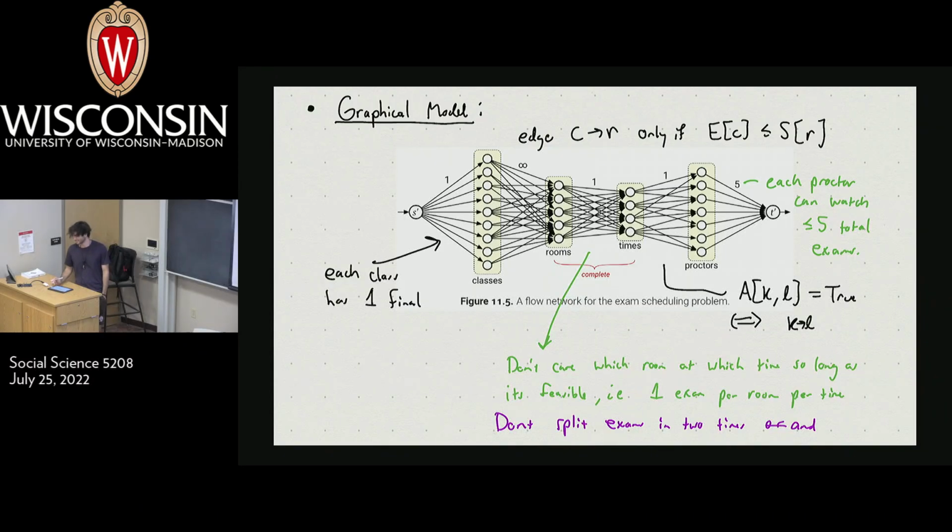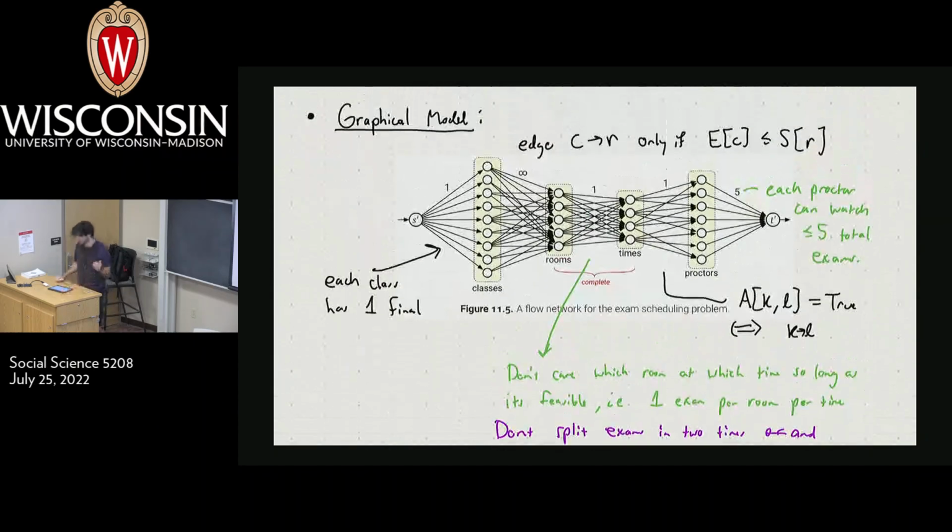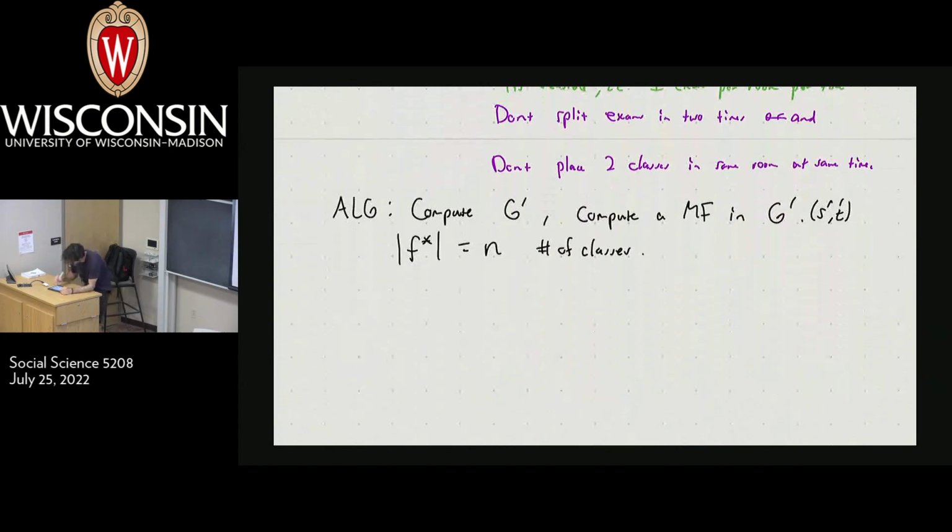Yes? If the outflow from S is equal to the inflow from T. So that will always be true. That's just by definition of flows. The number of paths is equal to the number of classes. Yep. So we need the value of F to equal N, the number of classes. Why? Because remember, each path in this graph represents an assignment of a course to a room to a time to a proctor. So if we were able to find N paths, that means we found N possible assignments that were valid. And because there's only N classes, that means we found a schedule for each class. So if this happens, then return true, else return false.